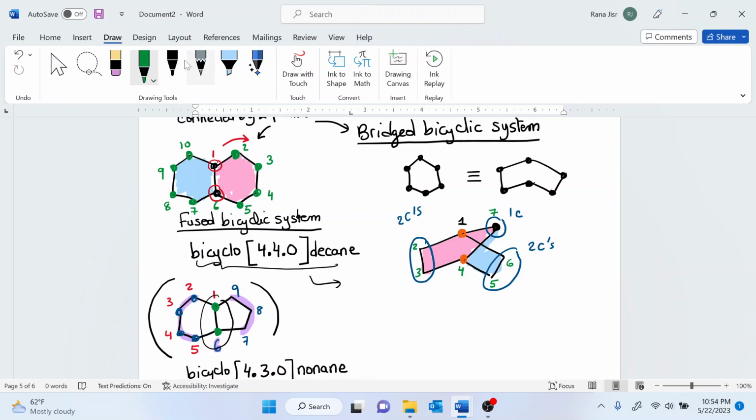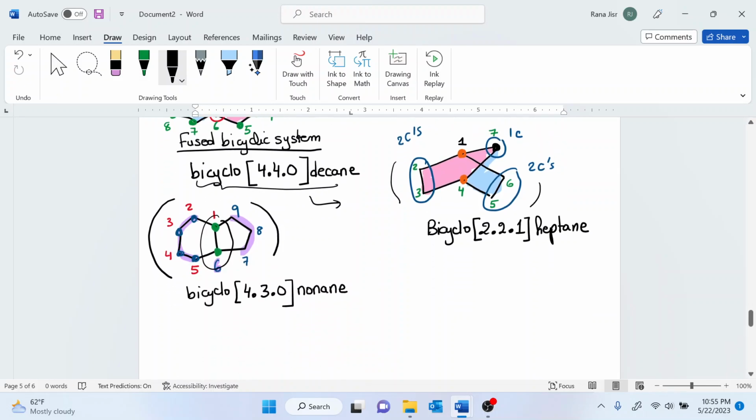So now when I want to name it, it's going to be a bicyclo, open the brackets. So it's going to be 2 carbons on this side, 2 carbons on the other. And then in between, I don't have a 0 anymore because 0 is for the fused. In between, I have 1 carbon. So this is going to be 1. And then the total number of carbons, including the joint points, which is 7. So this is going to be a heptane.